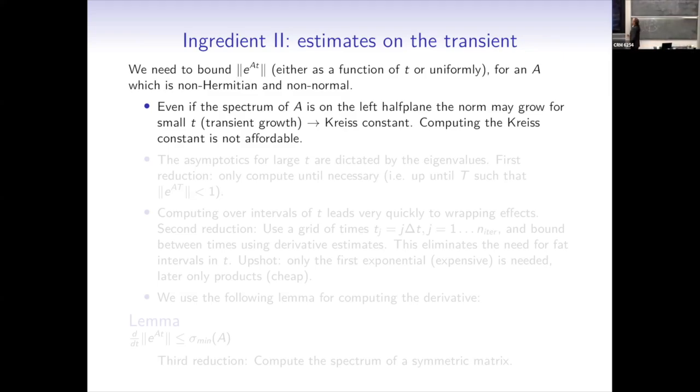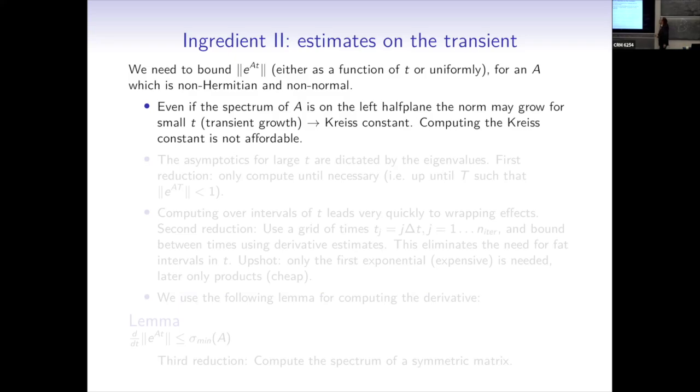So the associated matrix is going to be non-Hermitian. It's not going to be non-normal either. And this has some funny consequences: even if the spectrum of A is on the left half plane, you may grow for a little bit of time. In the long run, you will decay, but you may grow. This is known as transient growth. And there is something called the Kreiss constant, which is tied to that and gets a bound on how fast you could in principle grow.